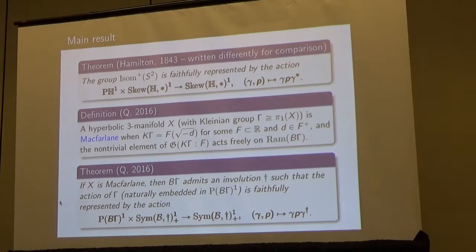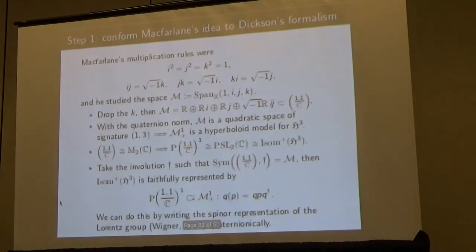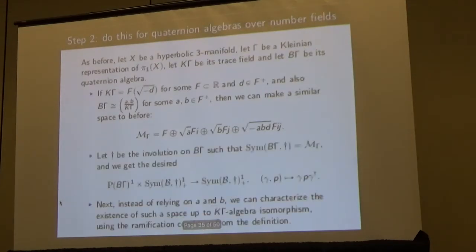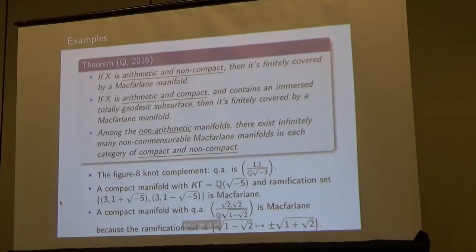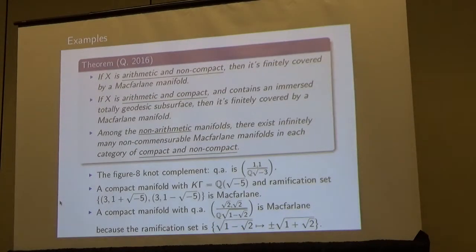Now, I probably won't have time to do the proof, so maybe I can come back to that later if I do. I think maybe more important is to talk about the diversity of Macfarlane manifolds, right? So we have this nice theorem, but how often is a manifold actually Macfarlane?